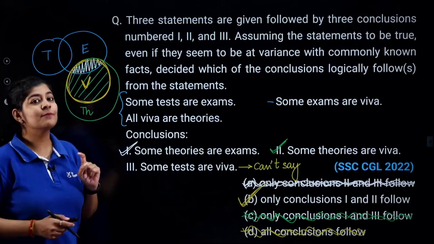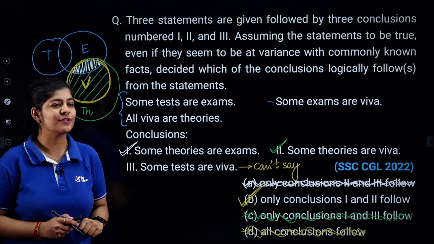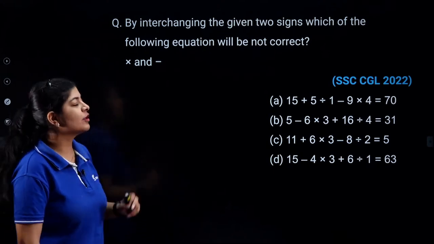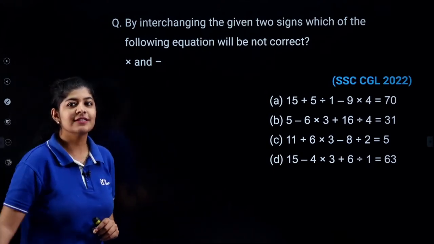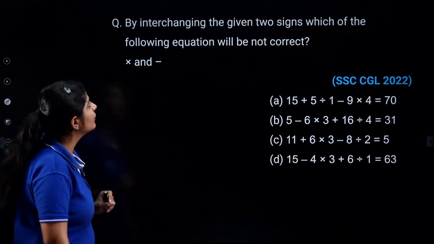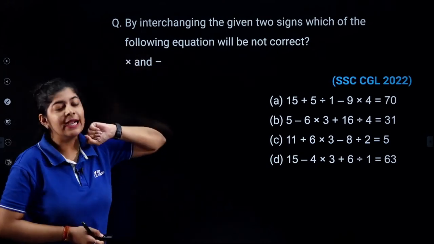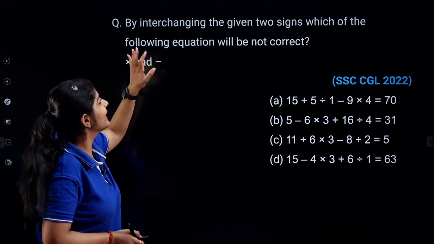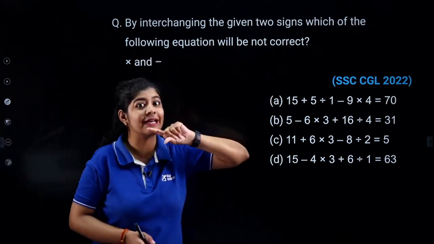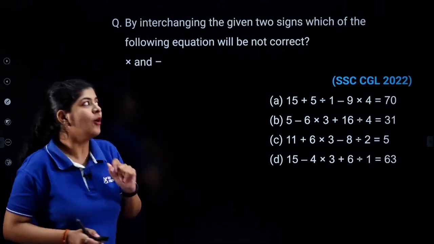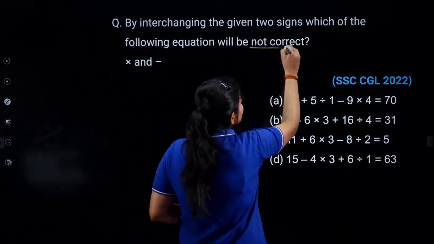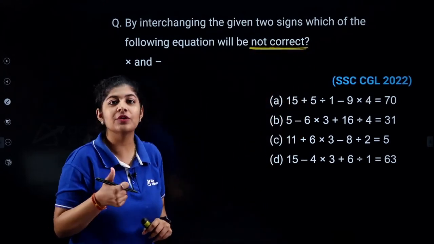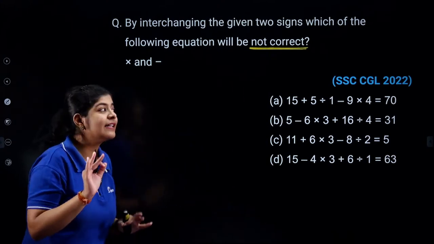Okay. Now let's move towards the next question. Here we are having a question from the concept of symbol and notations. Now what we have to do in this one? The question is saying that by interchanging the given two signs, which of the following equations will be not correct? Just read the question carefully. We need to identify the incorrect equation.